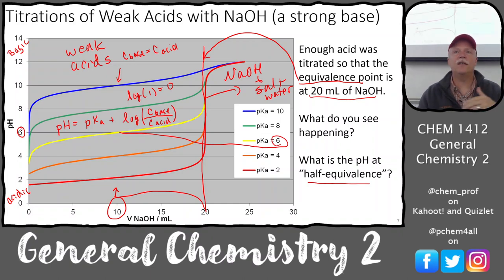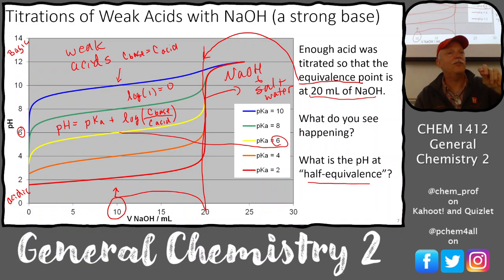So that's one way to determine the pKa for an acid, is to put a pH probe in there, titrate it very slowly with a strong base, and then when you've reached the equivalence point, come back halfway, and that's the pKa for the acid.